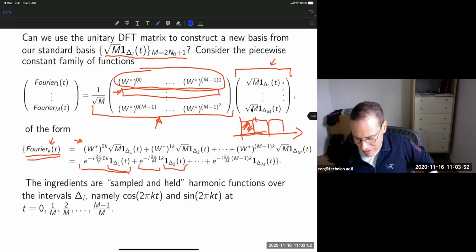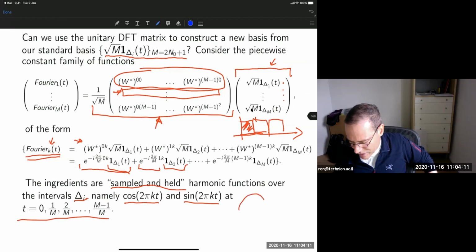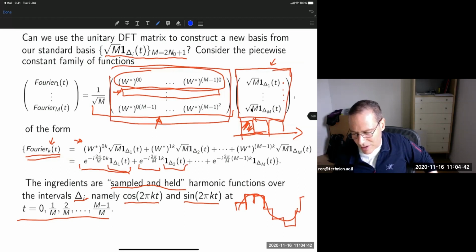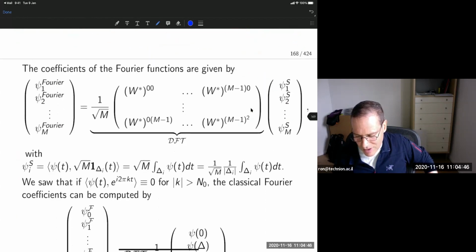The ingredients of these functions are called sampled and held harmonic functions over the interval WI, delta I, which are the cosines and the sines at these intervals. If we look at the first interval, the standard basis would translate it into something constant in this interval, then another constant at the next interval, and another at that interval. In fact, we translated our sines and cosines into constant approximations thereof. This is what happened when translating the standard basis using the DFT matrix. Okay, this slide is noisy enough for us to move to the next one.